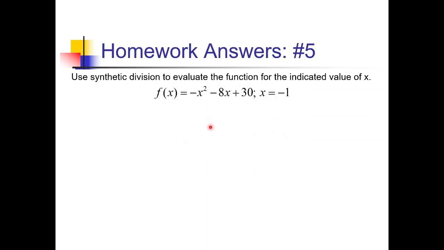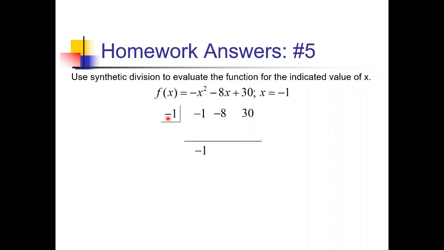On this problem, they want us to evaluate f of x at x equals negative 1 using synthetic division. Now this one would be easy enough to plug -1 in the normal way, but let me show you the synthetic division way. So we have our coefficients, -1 for the -x², then we have -8 and +30, and then the k value that we'll use with synthetic division is exactly whatever they said x equals, so -1. So let's leave a little space, draw my line, and bring the first coefficient down to the bottom row.